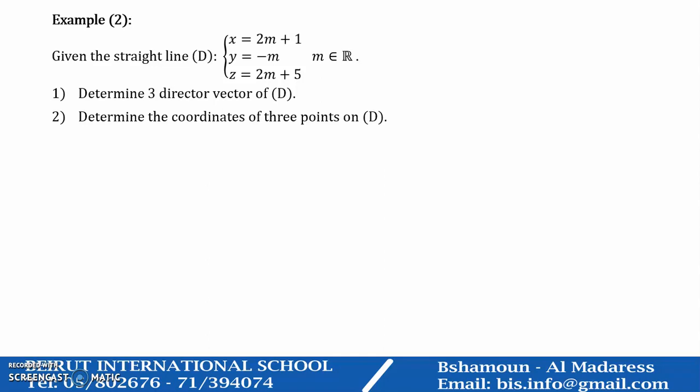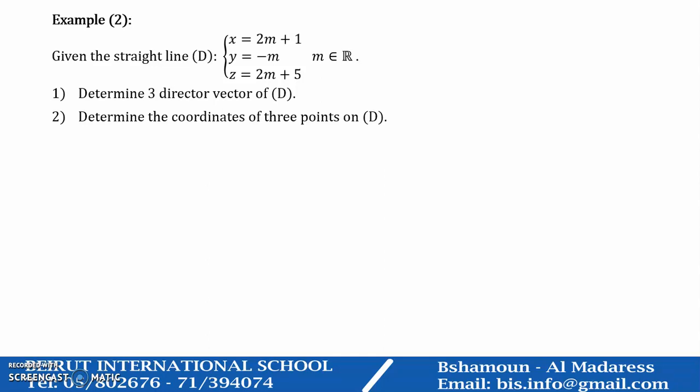How can I determine the director vectors? Usually we determine the first director vector, then any vector collinear to it is also a director vector of the straight line. In the second part, they ask us to determine the coordinates of 3 points on the straight line. If you remember from grade 9, we have the reduced Cartesian equation y equal ax plus b, and when they ask us to determine the coordinates of a point, we put a value for x and we obtain the value of y, and each time we change the value of x.